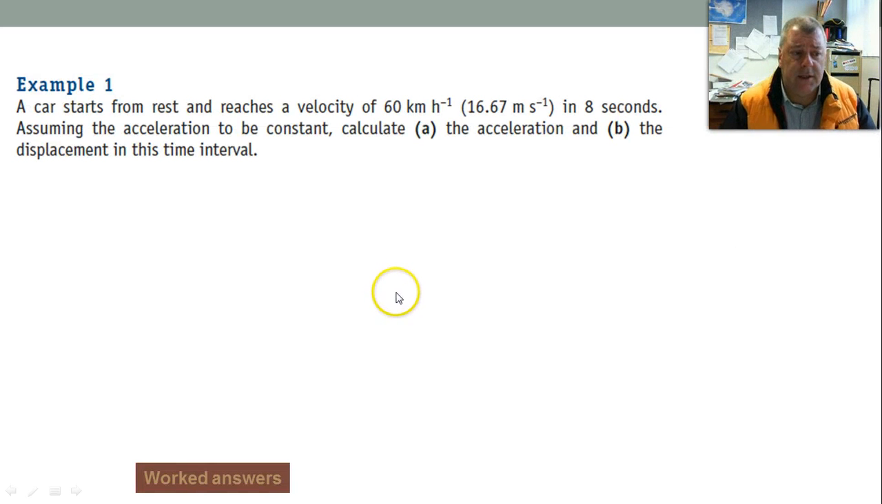So let's do a couple of examples here. Where have my pens gone? Alright, I'm just going to have to pause and find my... Right, found my pens. They magically appeared. So let's just go through it.